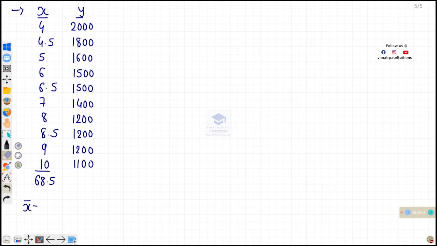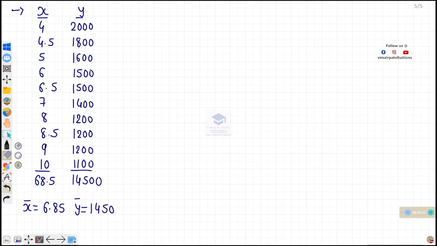So x bar will be 68.5 divided by 10, so it will be 6.85. And 14,500 divided by 10, so 1450.